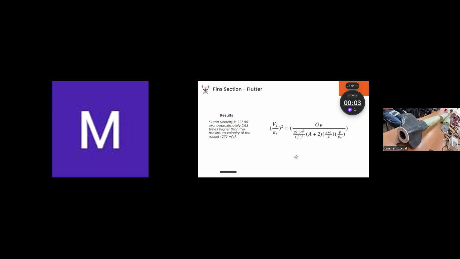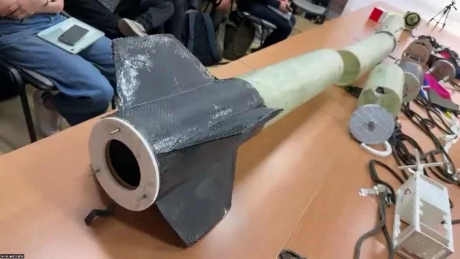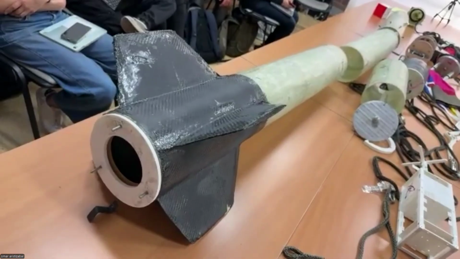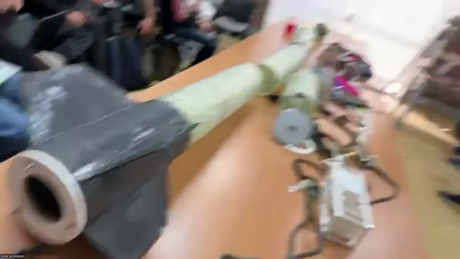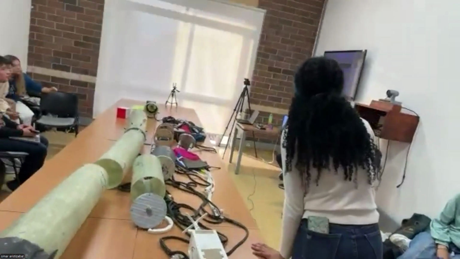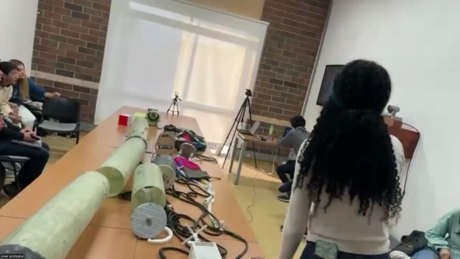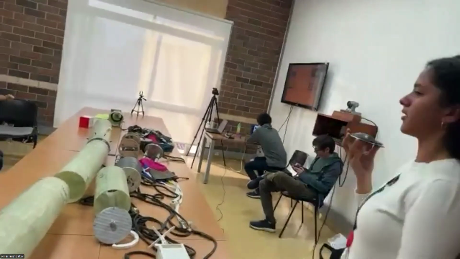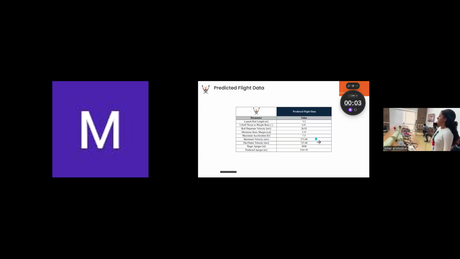Great. And then what is your effective rail length? It's 3.86 meters. I don't know how much that is in feet. 12.6 feet. That's our effective rail length. 12.6 feet. Okay.